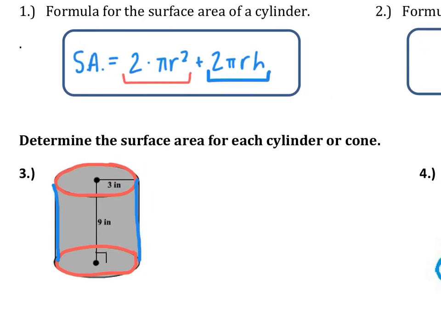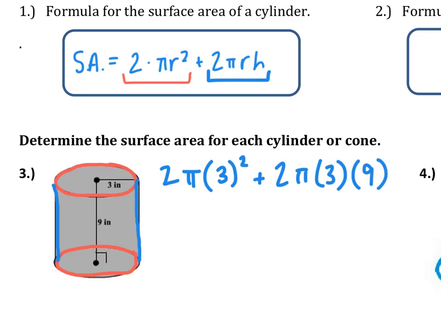The only two things that we need to know are the radius of the cylinder and the height of the cylinder. You can see that the radius is 3 inches and the height is 9. So we know what we need to know, we just need to plug it in the formula and simplify. So 2 times pi times 3 squared, 3 is our radius, plus 2 pi times 3 times 9, 9 is our height. Set that up and throw it into your calculator.